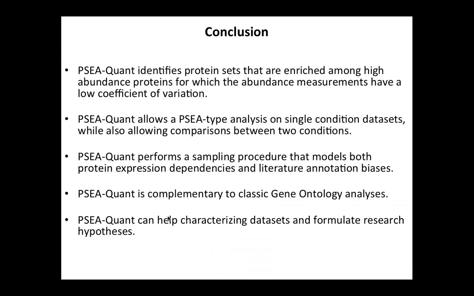We're looking at the enrichment among abundant proteins in the data set, whereas gene ontology analyses are simply looking at the presence or absence in a certain set of proteins, and whether these are enriched or not. So they can yield complementary results that are interesting and might yield more information about a certain data set. And PSEA-Quant can help characterize a data set and formulate research hypotheses based on the results.